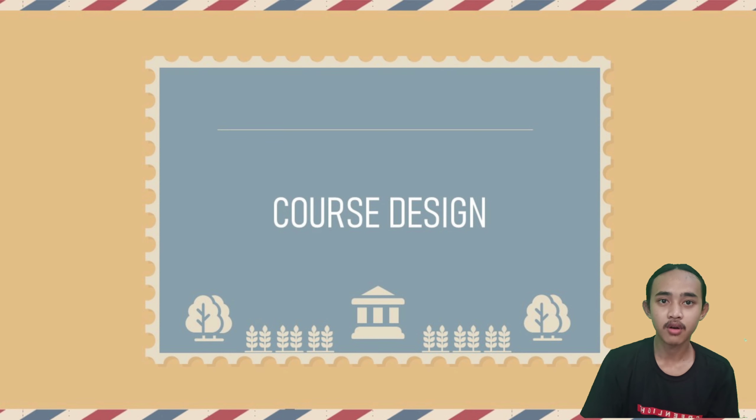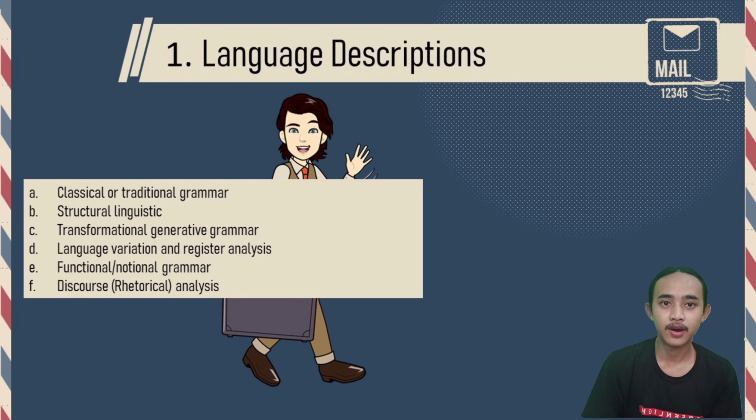Okay, next, course design. 1. Language descriptions. A. Classical or traditional grammar. The divisions of English, like other languages, are based on classical grammar, namely Greek and Latin. This description is based on an analysis of the roles played by each word and sentence. B. Structural linguistics. Describing terms from syntagmatic language words. Grammar that carries main propositions.